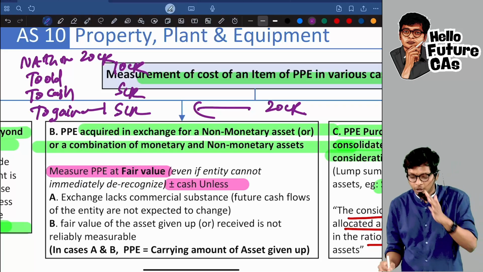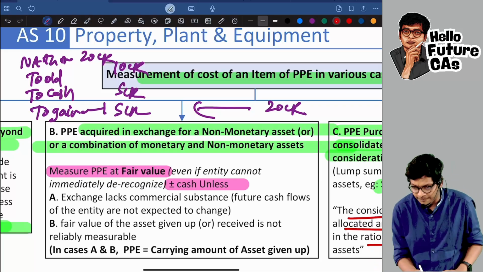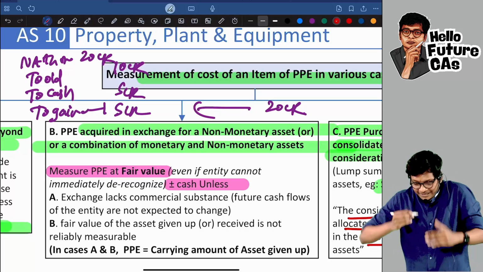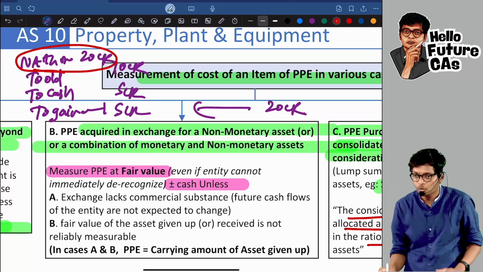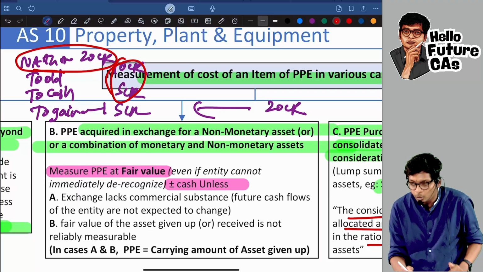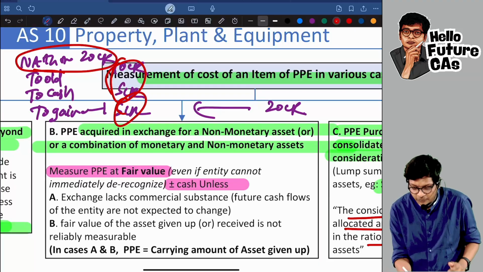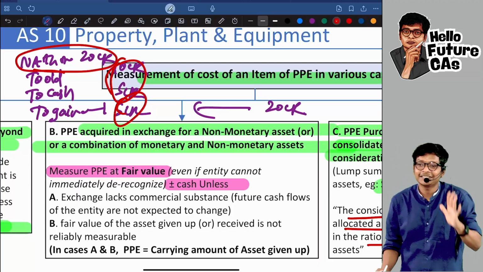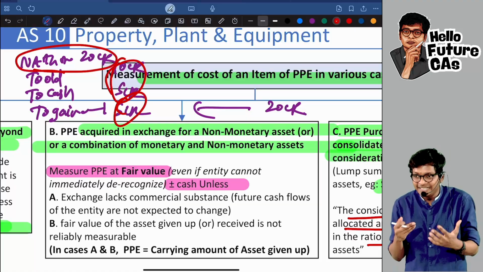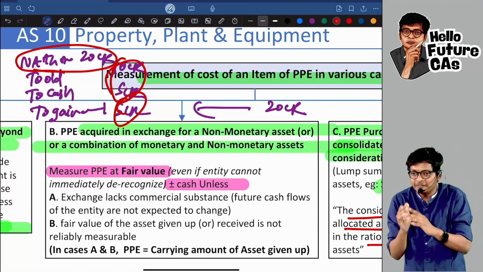Are you following? So if the transaction has commercial substance, very simple. Incoming asset you write at the incoming fair value. Outgoing asset you write at the book value plus what you paid. Difference will be gain or loss. Easy. Are you understanding? Fair value, very easy. Account at fair value, difference will be gain or loss.